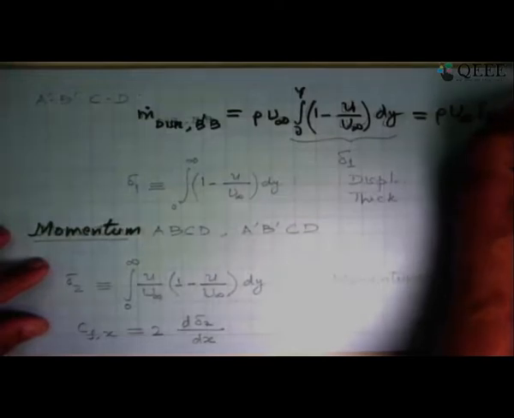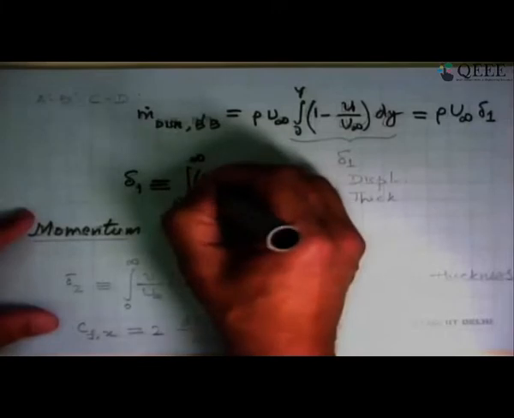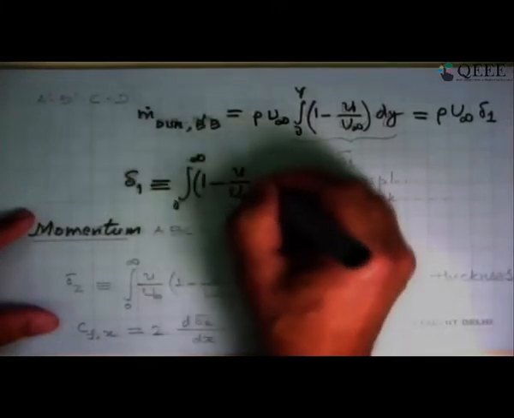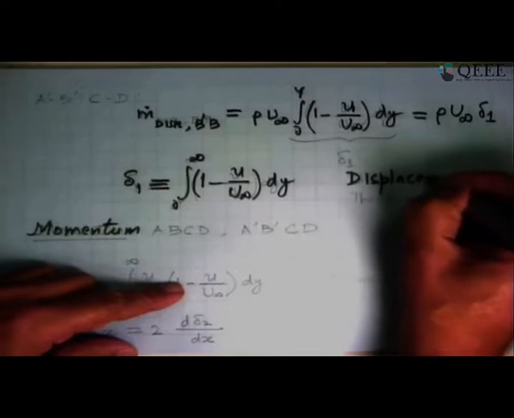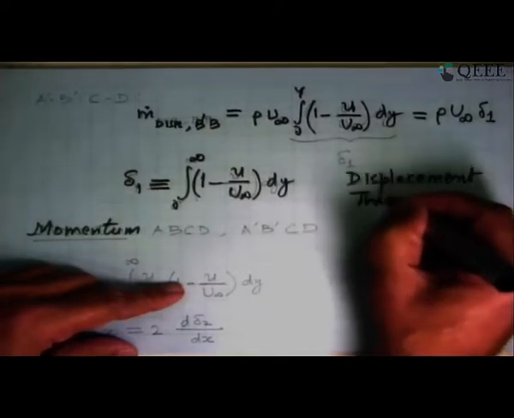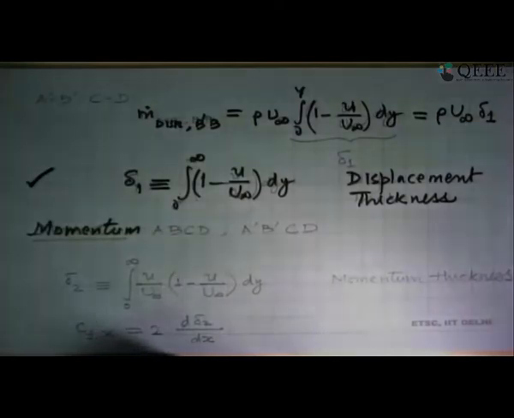And this particular thing we can write as rho u infinity into delta. What is the mass left? And here we define delta 1 as integral 0 to infinity, that means all the way out, depending on how thick it may be, of 1 minus u upon u infinity into dy. And this is an important parameter that tells us something about the flow, that by how much has the boundary layer been displaced as far as mass flow rate goes. So this is called the displacement thickness. Okay, so this is one parameter about the boundary layer that tells us how thick the boundary layer is in that sense.